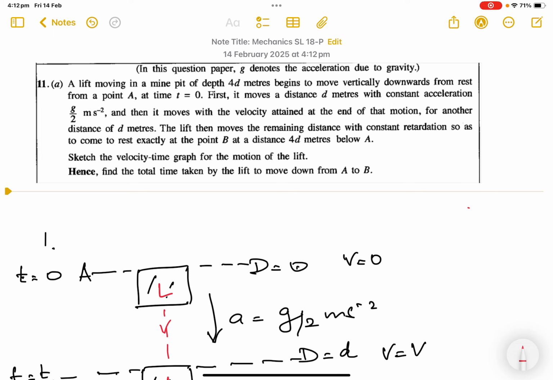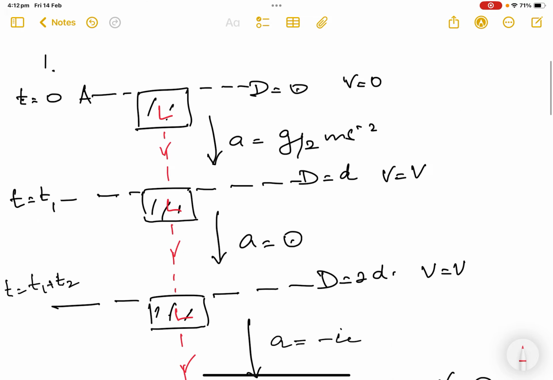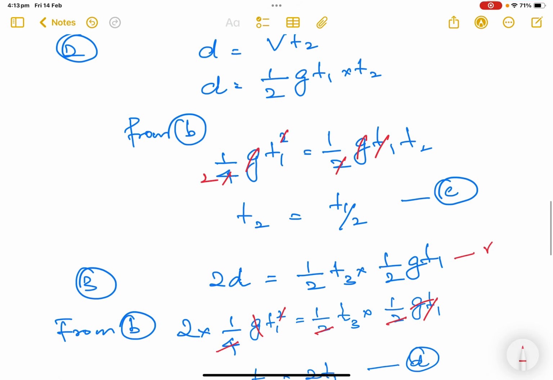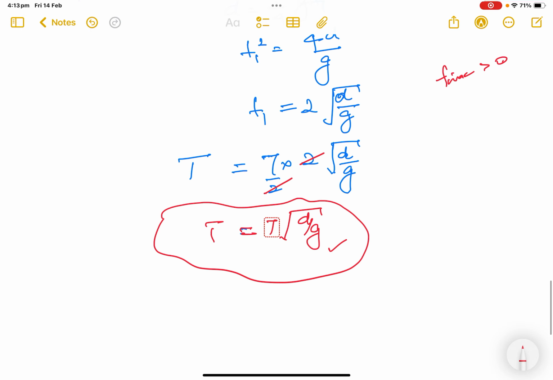Hence we sketched the graph, which we did, and found the total time taken by the lift to move down from A to B, which is capital T, t1 plus t2 plus t3. That is 7 square root of d over g.